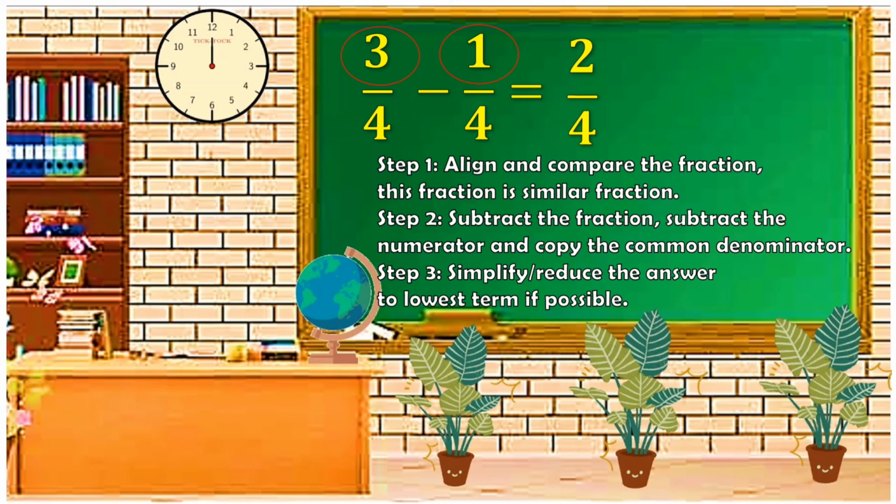Step 3. Simplify or reduce the answer to lowest term if possible. So we will find the GCF, or the greatest common factor, of 2 and 4 to reduce it to lowest term. So we have 2. 2 divided by 2 equals 1, and 4 divided by 2 equals 2. So the final answer is 1/2.